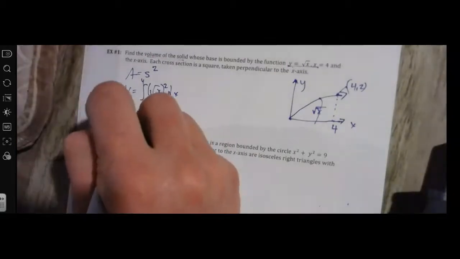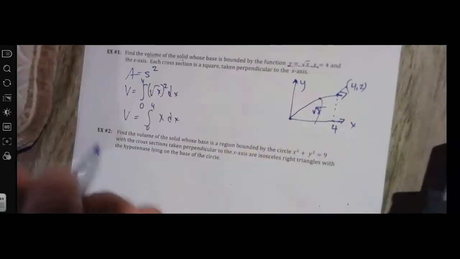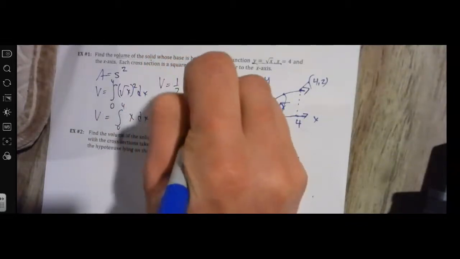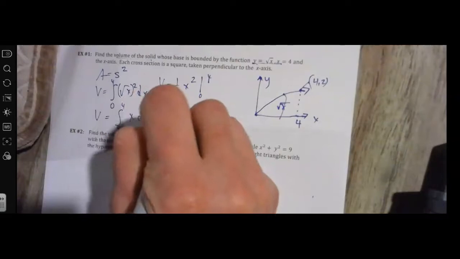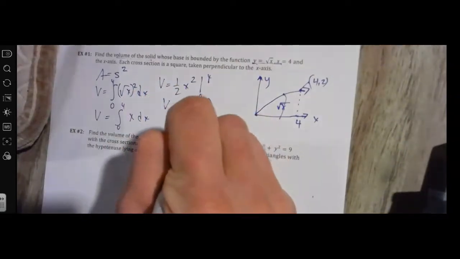So that's going to equal, the volume is equal to the integral from 0 to 4 of x dx. And then the volume is equal to 1/2 x squared from 0 to 4. And so our volume is equal to 1/2 times 16 minus 0. So our volume is equal to 8.